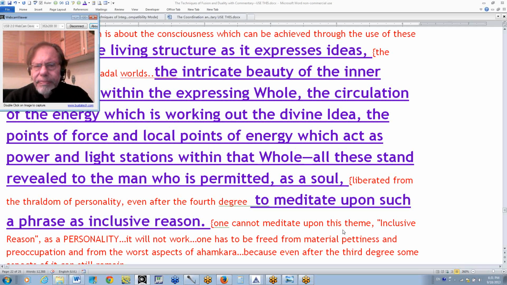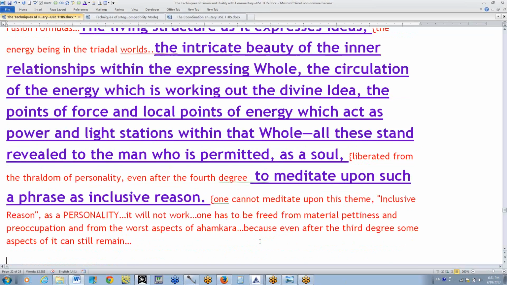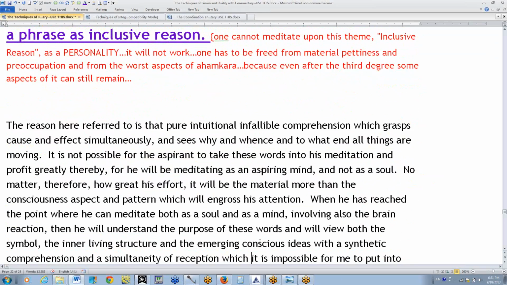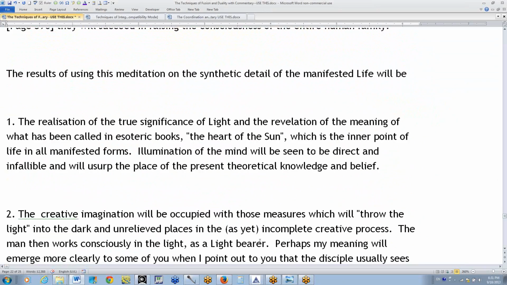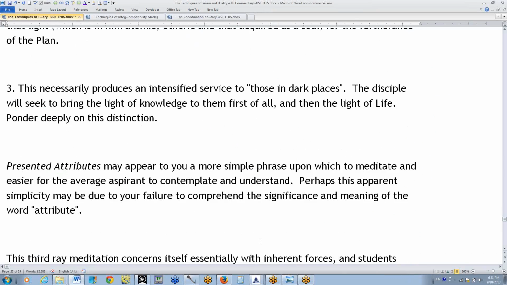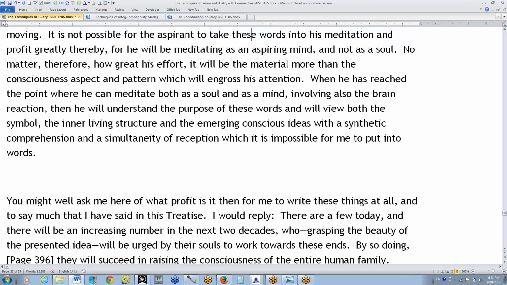A master could meditate upon the phrase, inclusive reason, because the master is developing ever wider Buddhic consciousness. So we do have some very high themes for meditation here. The reason here referred to, let's see. Okay, well, we have a bit more to go, don't we?